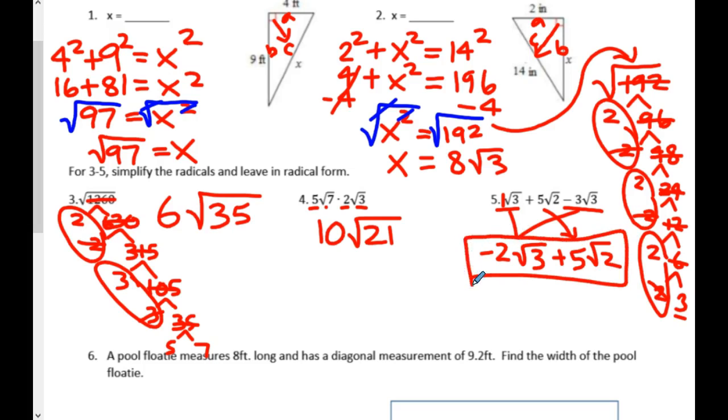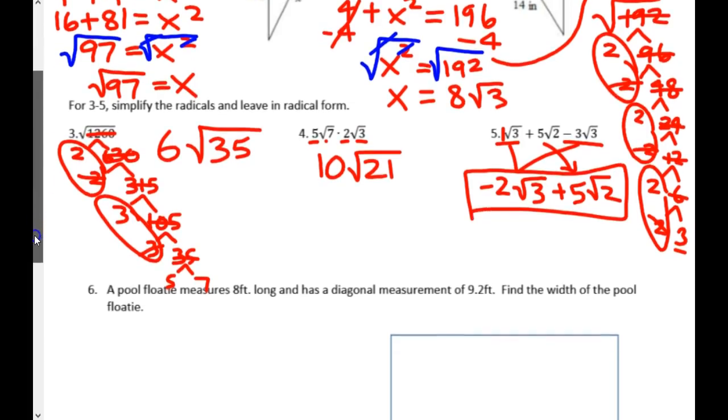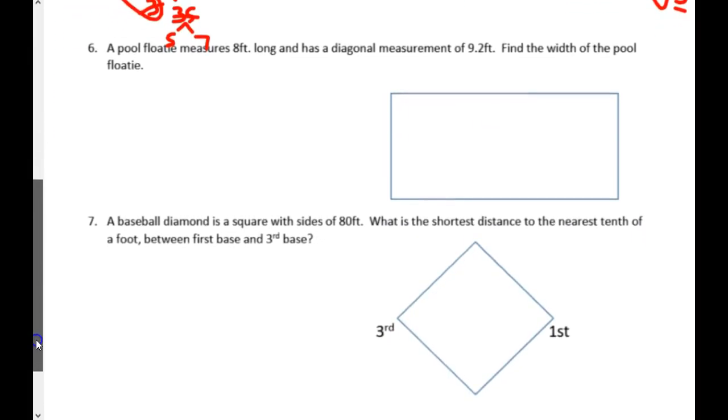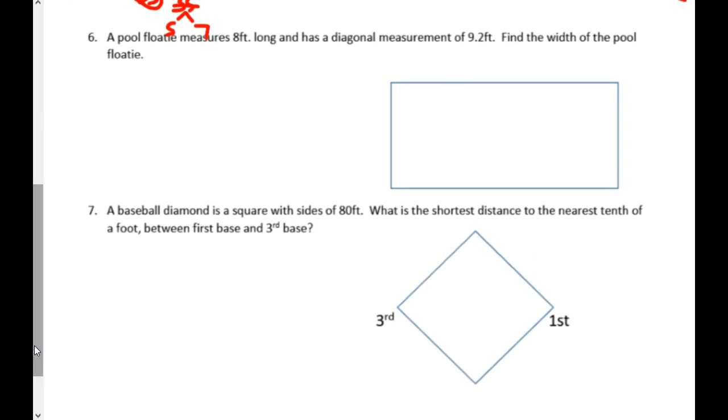So again, you combine what you can. You combine the same square roots, and then you bring down the one that's different. That does not combine. Okay, we got some on the back side. If you flip it over, we have some word problems, but they're not too hard if you read it.